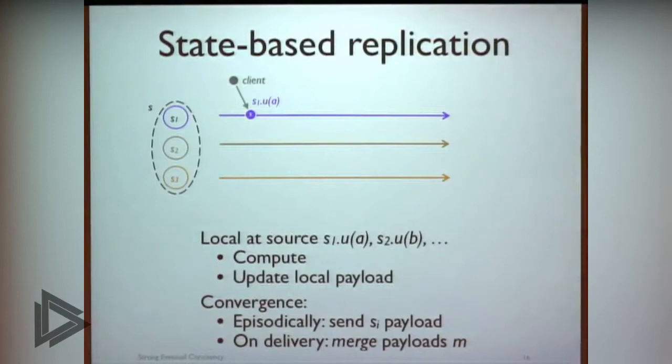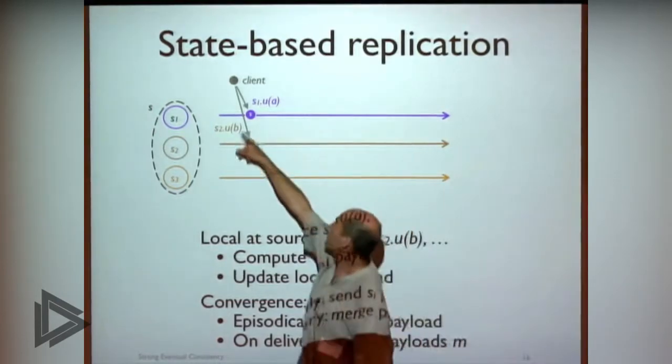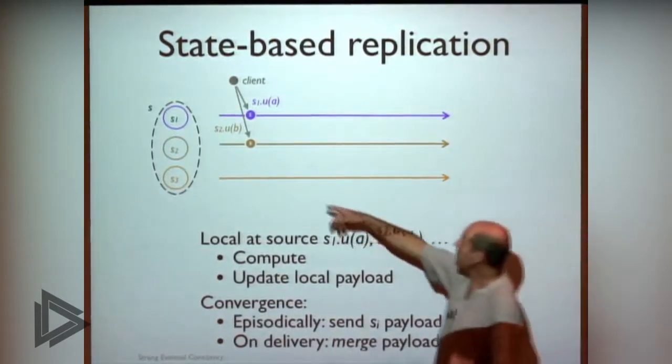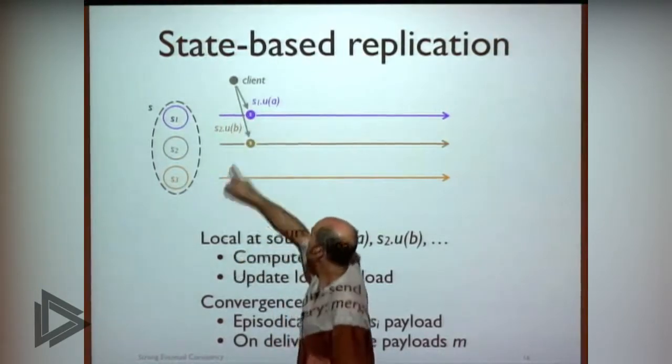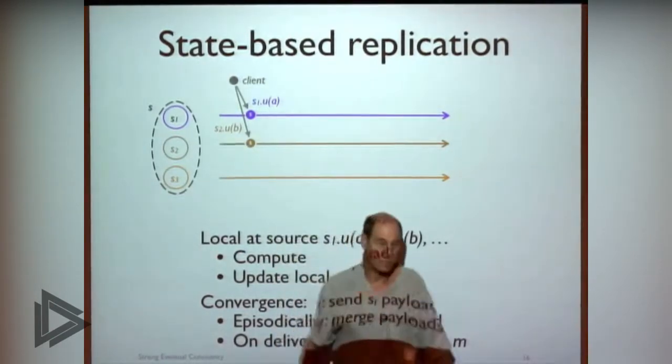So state-based replication, as I said, again, you have a client who is sending some update method to one of the replicas, but this replica now has to propagate it to all the other replicas. Again, it could do an update on one replica or on another replica, but we're going to assume that these are two different updates. So this update here is going to apply to the local state, S1, and has some parameter, and this update is going to apply to the local state at the second replica, so it's S2 with some other parameter.